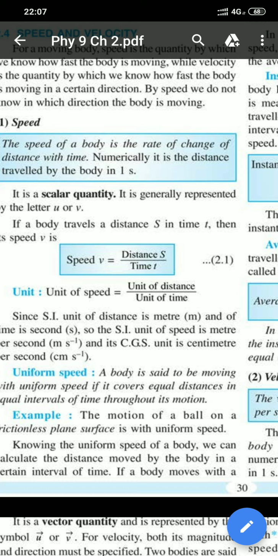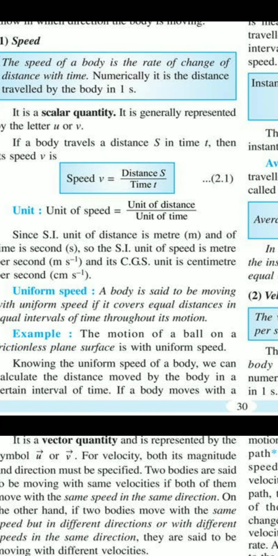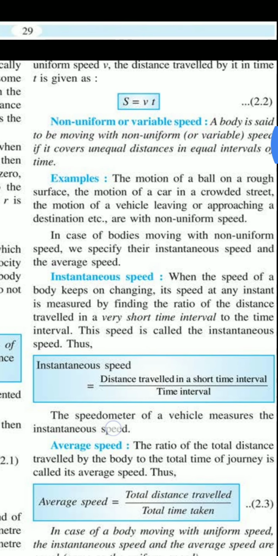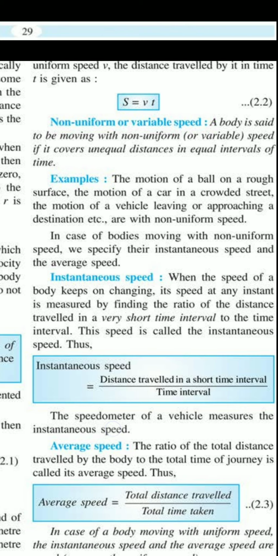Okay. Then there's one thing, that is uniform speed. So if a body is moving equal distance in equal time intervals, then we say it is moving with a uniform speed. Okay. But if the body is changing its speed, maybe it is traveling a particular distance in some interval of time, and in another interval of time it is traveling some other distance, okay, then we say that it is having a non-uniform or variable speed, something that is changing, that is variable.